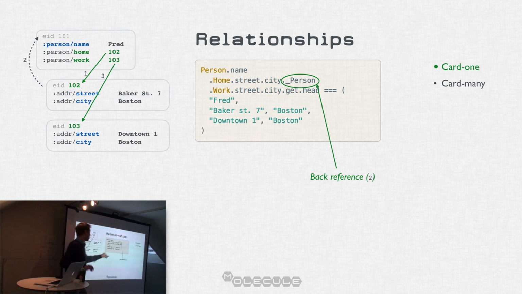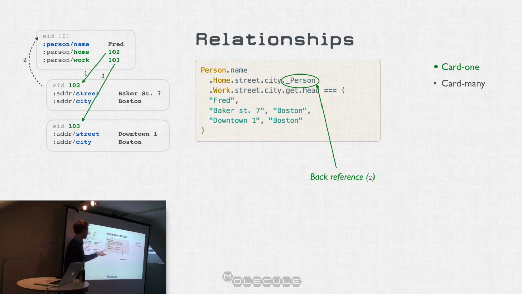So you both want the street and the city from the home. You both want these two and those two. So first you go from the home here. You go down to this ID, and then you catch street and city from the home address. And then you go back to person, and then that's that one.